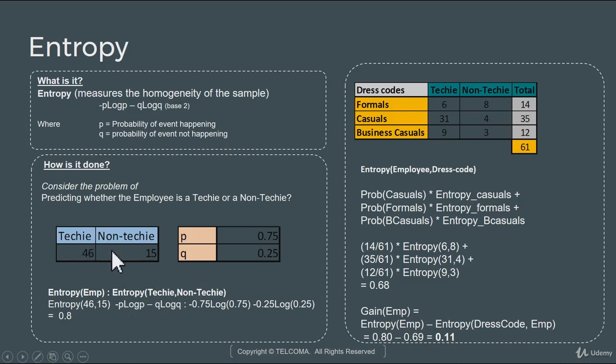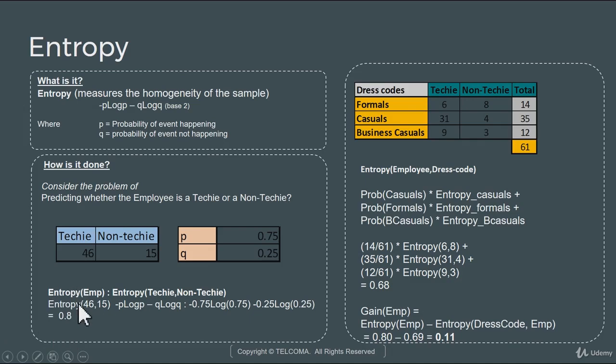Now 46 and 15 would approximately give me 0.75. It is not exactly 0.75, it is approximately 0.75, but then we just use a simple number for calculation. So we'll say had the probability P been 0.75, Q would have naturally been 0.25, and then when we put this into the equation, minus P log P minus Q log Q, we get 0.8. So minus 0.75 into log of 0.75 minus 0.25 into log of 0.25, and the resultant value is 0.8. Now we need to calculate something called information gain.